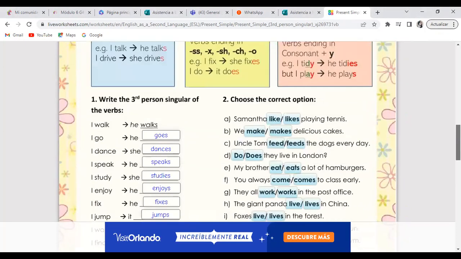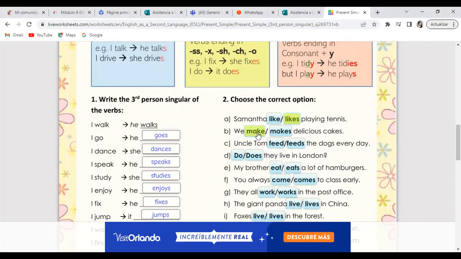All right, guys. Now let's do the next exercise. It says Samantha or Samantha likes playing tennis. What do we say here, guys? Samantha or likes? Any idea? Yes, Jorge, likes. Yes, very good. We make or we makes delicious cakes. Okay, Rosario. What about make? We make, right. Only like that.